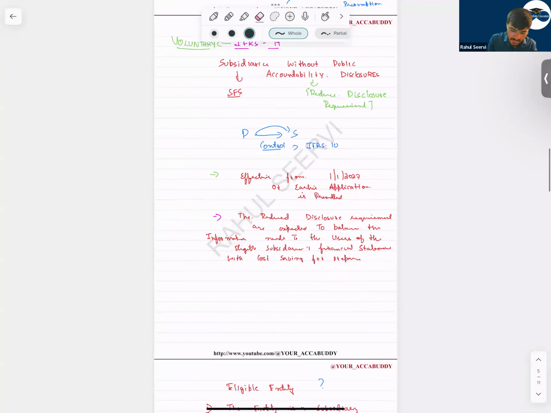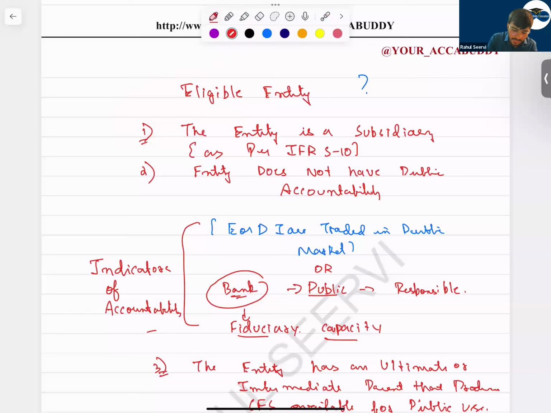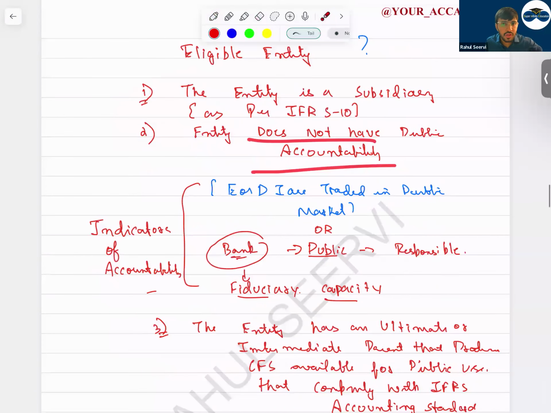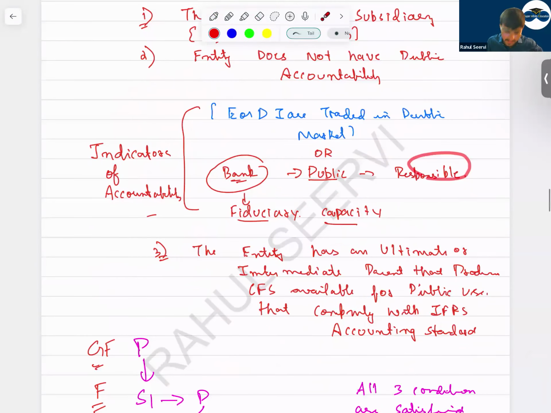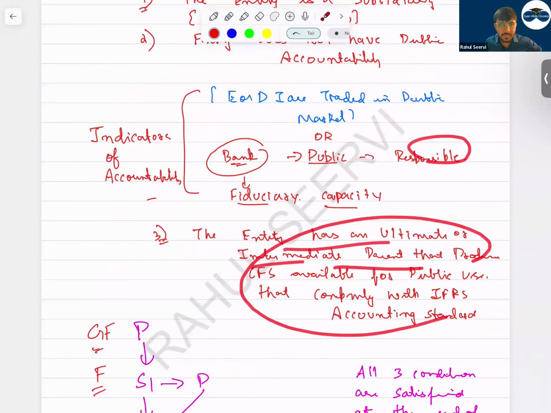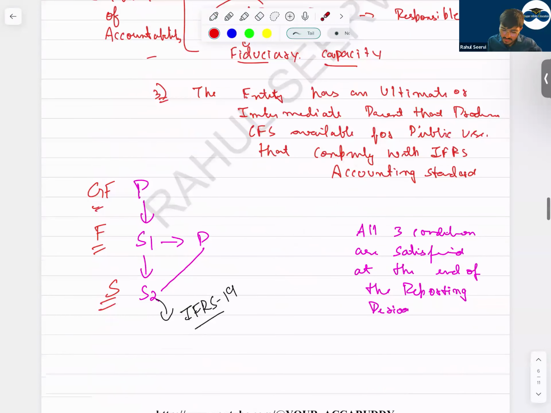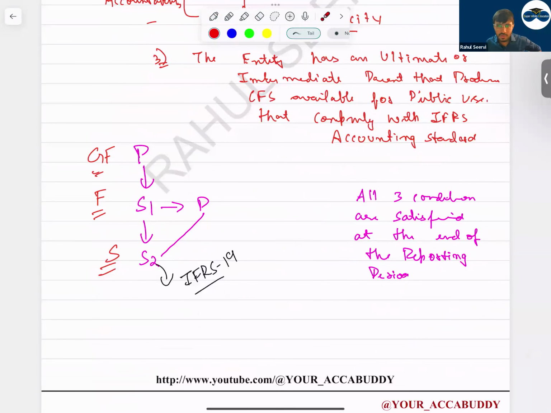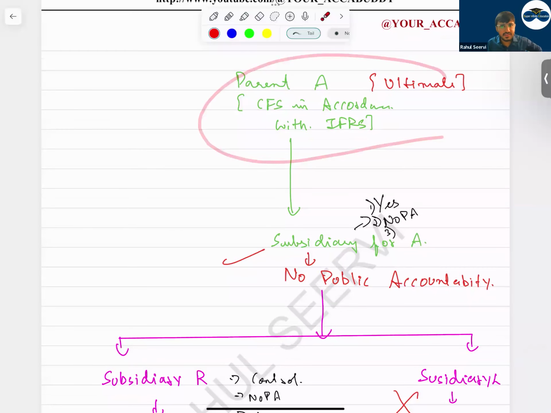See here, in our regular class we have done these eligible entities. I mentioned, eligible entity means what? It should meet the definition of IFRS 10, it should be controlled and not have public accountability. For public accountability, I mentioned what? Equity or debt instruments are not traded, or it should not have some fiduciary duty like responsibility. And the entity has an ultimate parent which prepares the consolidated financial statements in accordance with IFRS. All three conditions should be satisfied at each reporting period. Then we say it's your eligible subsidiary.